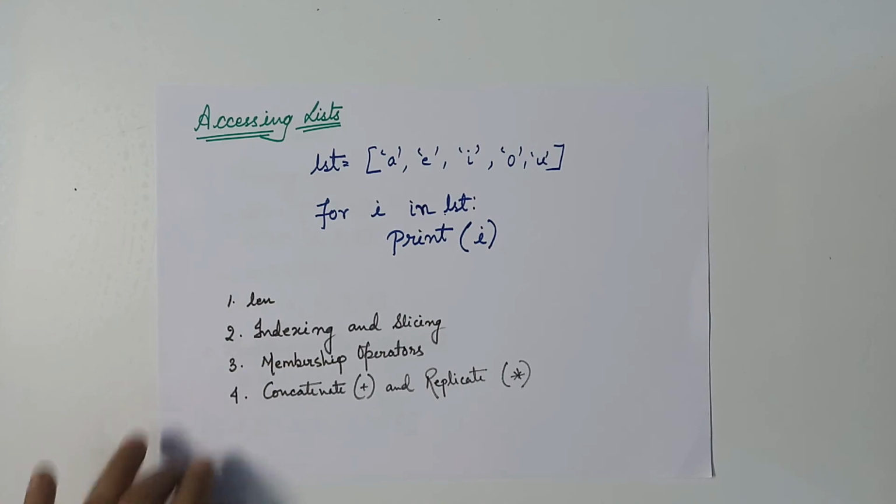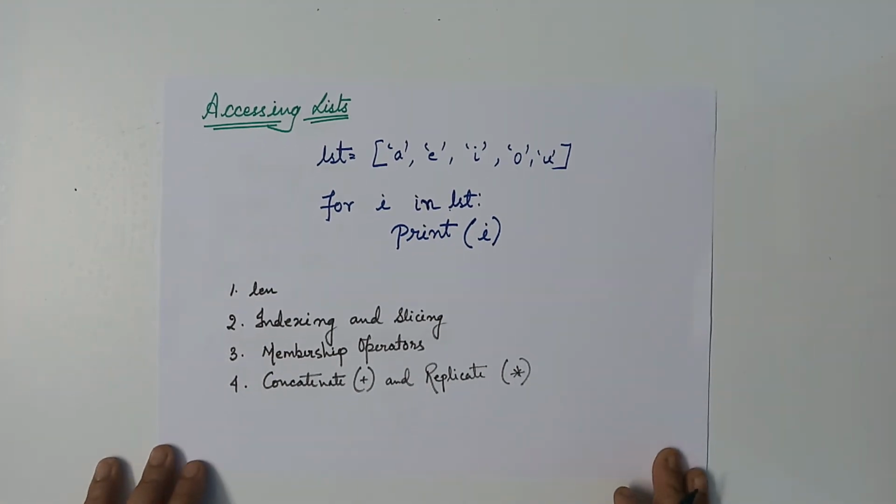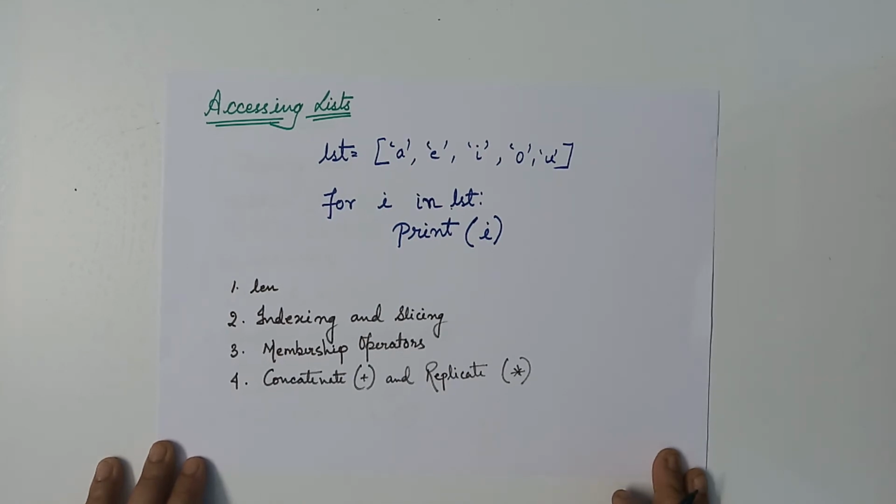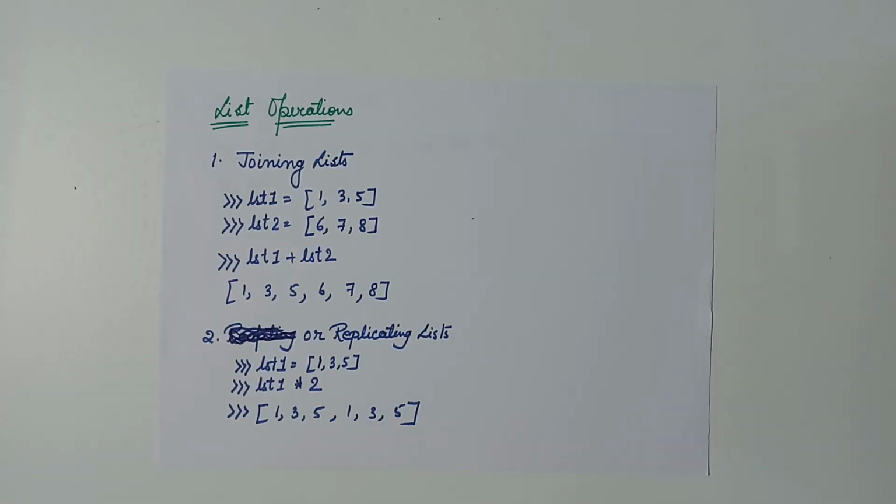Then what is the difference between the list and the string? We know that lists are mutable but strings are not mutable. They are an immutable data type. Now let us see the list operations.